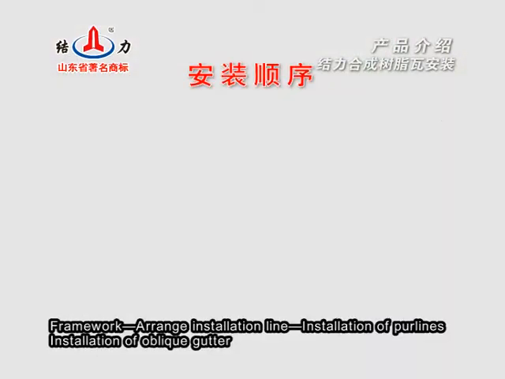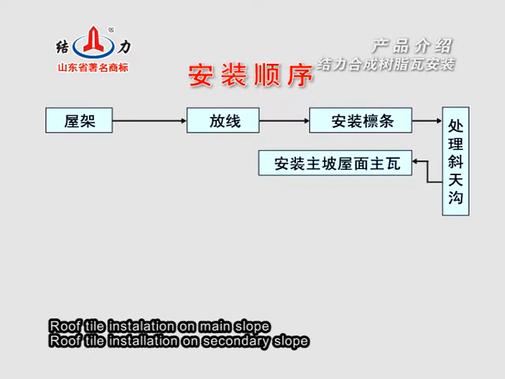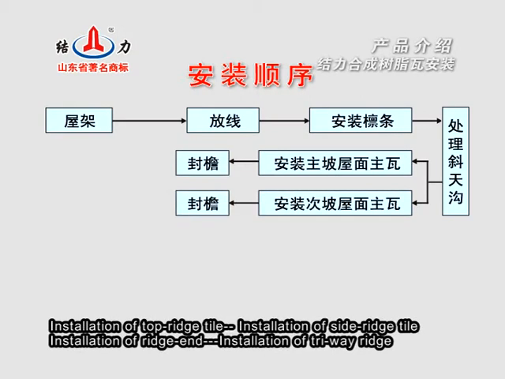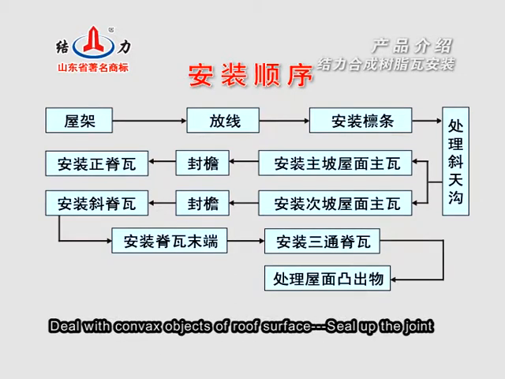Installation order: framework, arrange installation line, installation of purlins, installation of oblique gutter, roof tile installation on main slope, roof tile installation on secondary slope, installation of top ridge tile, installation of side ridge tile, installation of ridge end, installation of tri-way ridge. Deal with convex objects of roof surface, seal up the joint.